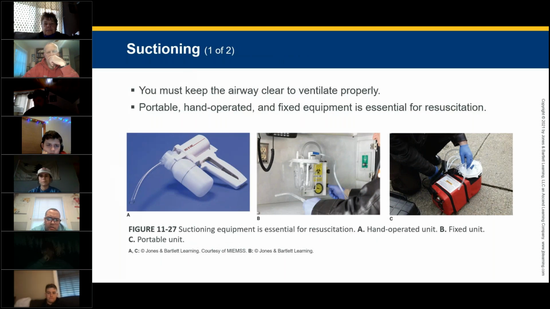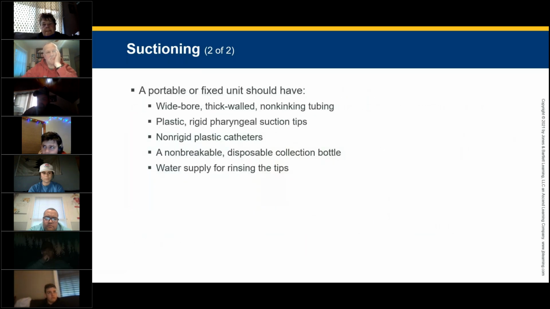Suctioning. So the airway has to be clear to ventilate properly. You have different options out there for suction. There are hand-operated devices like you see on the left. There's fixed equipment like you'd see in an ambulance in the middle there. And then there are portable units like you see on the right. A portable or fixed unit should have a wide-bore, thick-walled, non-kinking tube, a plastic rigid pharyngeal suction tip, commonly called a Yankauer. It's the best for infants and children.